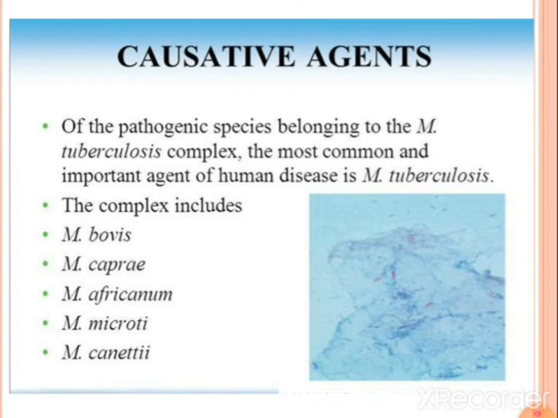After that, the complex includes Mycobacterium bovis, Mycobacterium caprae, Mycobacterium africanum, Mycobacterium microti and Mycobacterium canettii. You need to remember all these pathogenic species of tuberculosis for your GPAT examination. So these are all the causative agents of tuberculosis.